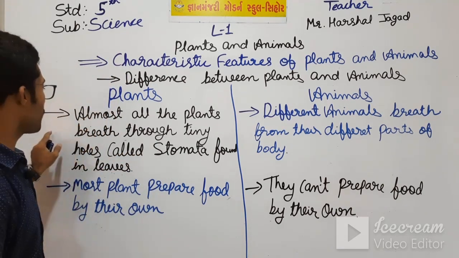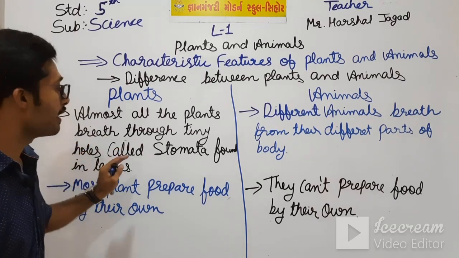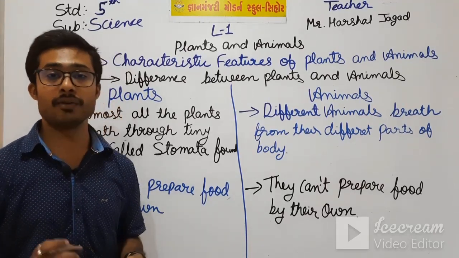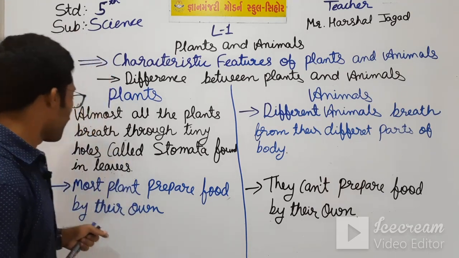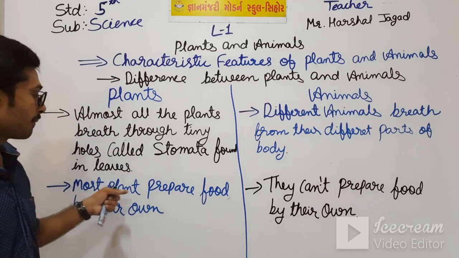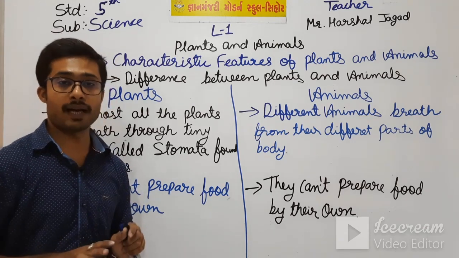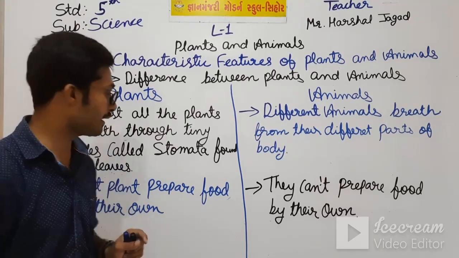In plants, the first point was almost all the plants breathe through their tiny holes called stomata found in leaves, means they breathe from the leaves. They have tiny holes in it. And the second point was that most of the plants prepare food by their own, they have no need of anything else.